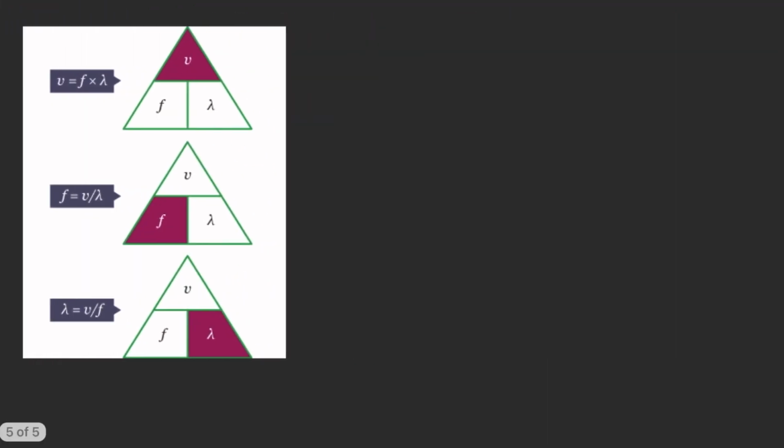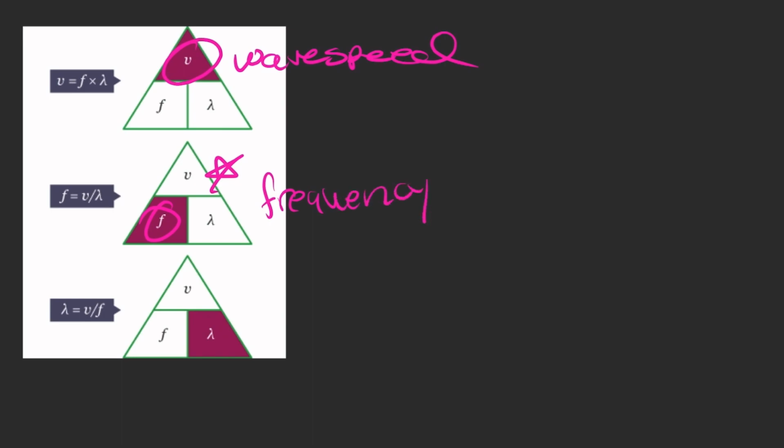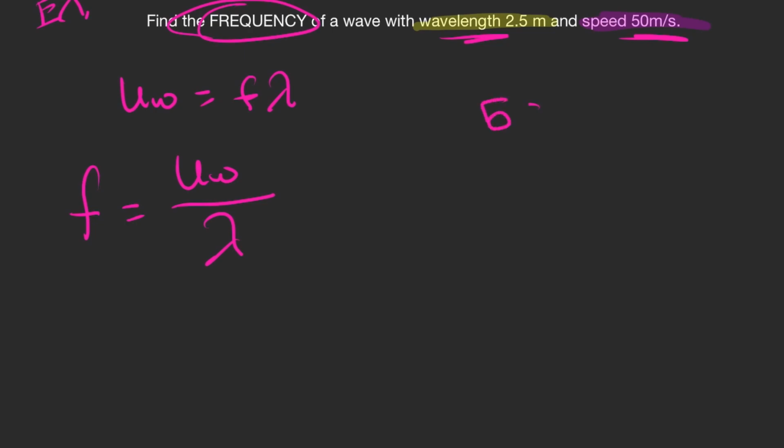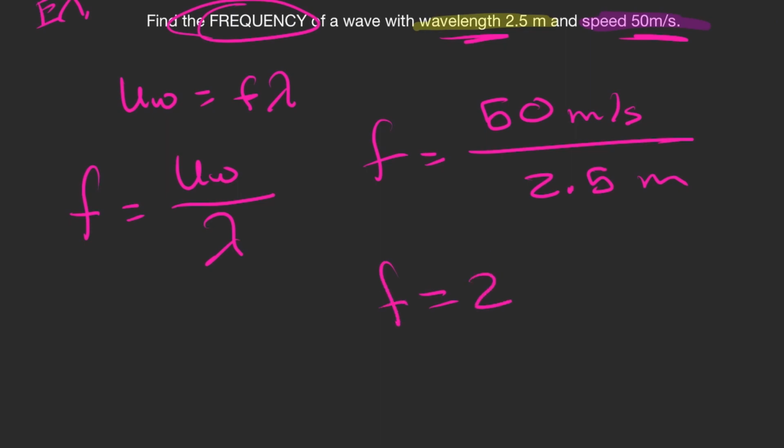Another visual, let's look at this diagram here. These diagrams are different ways you can find the different pieces that you need. If you're looking for wave speed, you're going to use the top diagram; frequency, which is what we need, is the middle diagram; and wavelength is the bottom diagram. So using our equation, frequency equals wave speed divided by wavelength, we can plug our numbers in. 50 meters per second divided by 2.5 meters gives us 20 hertz.